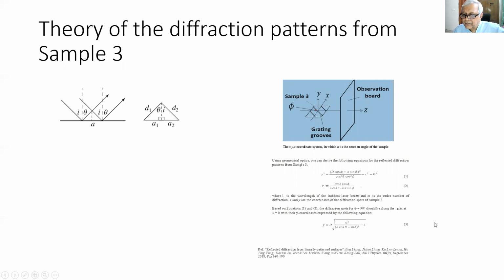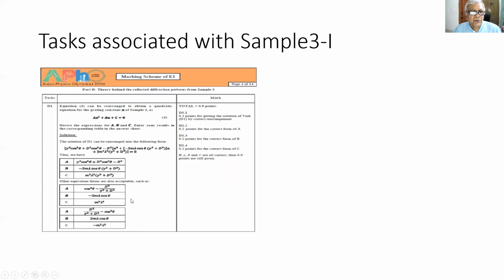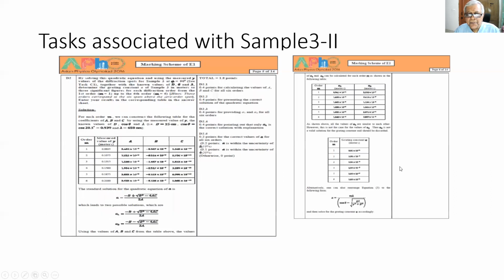And now the tasks. It is said to rearrange the expression so that you can write it in terms of the grating constant A, as a quadratic: a A squared plus b A plus c equal to 0. And after doing a little bit of algebra, you are asked to identify a, b, and c. And you can see how the points are distributed out here for the calculation of such things.